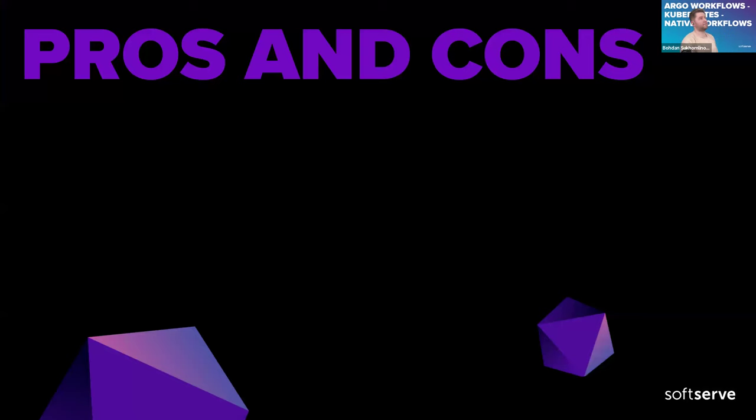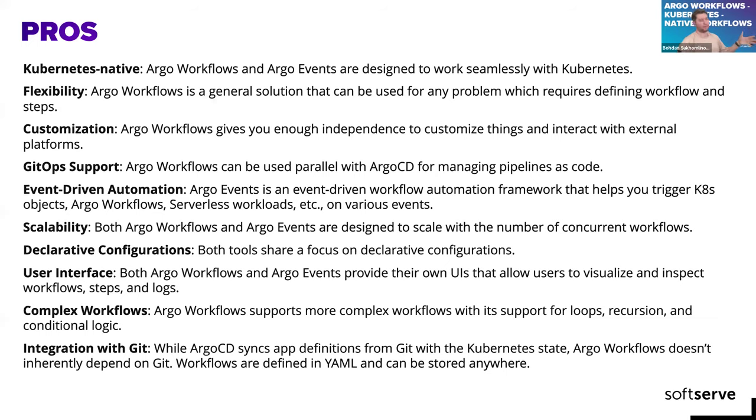So let's start with the positive case. Here is Kubernetes native, meaning you already have everything in Kubernetes: every policy, every RBAC, every security, monitoring, logging, and so on, scaling is there. Flexibility, again, you are free to do whatever you want with this one because it's pretty low level. Customization, okay, the same thing. GitOps support, yes, because as you can see previously, it's using plain Kubernetes manifests.